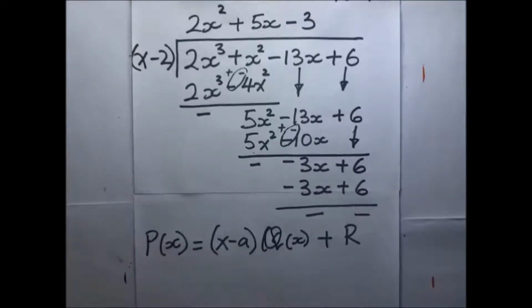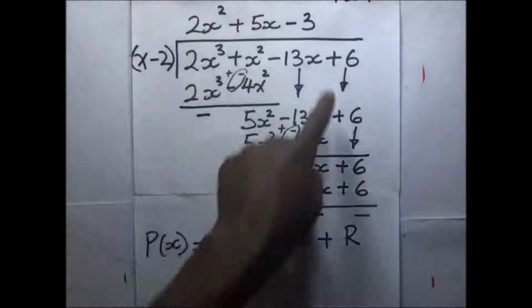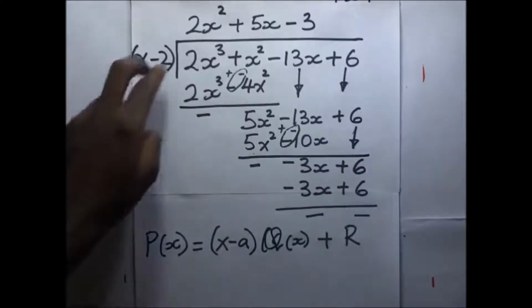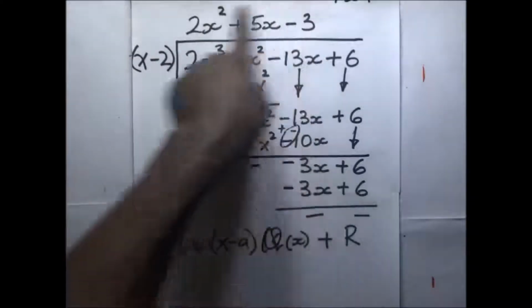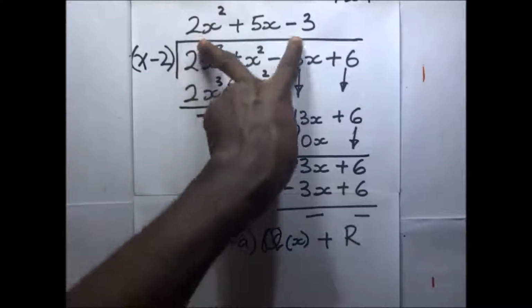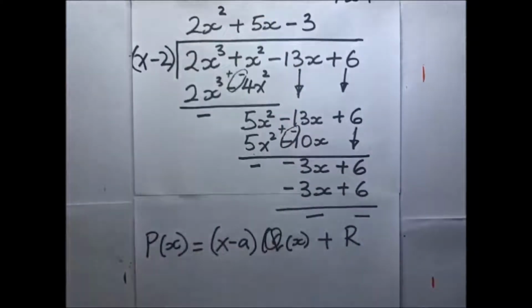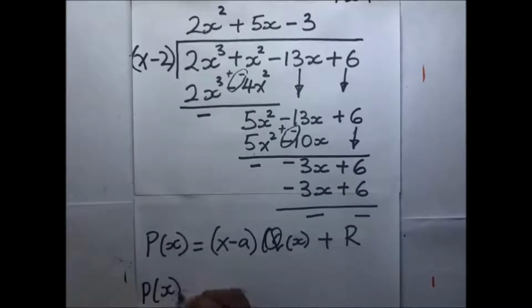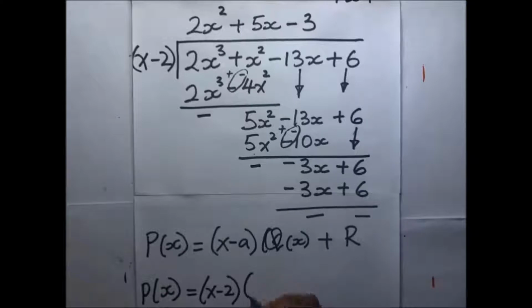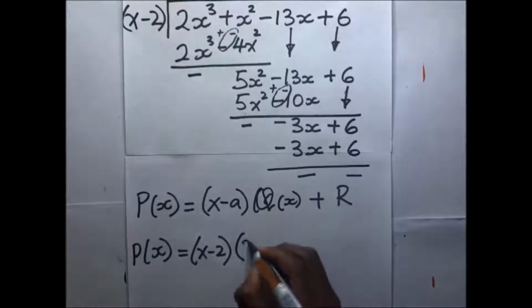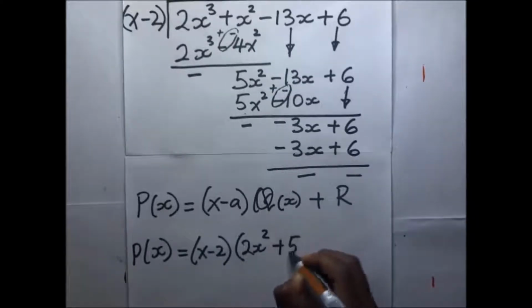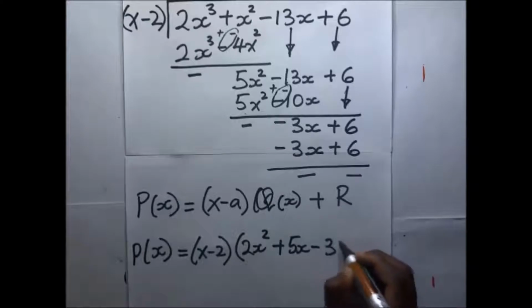But now here we are tasked to find more factors of this polynomial. One of the factors we have found is that one. The other factors that we need to find, we're supposed to simply prime factorize this, because this becomes p of x is going to be equal to x minus a. We have x minus 2. Multiply that by the quotient, which is 2x squared plus 5x minus 3.